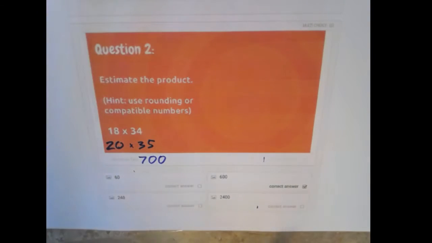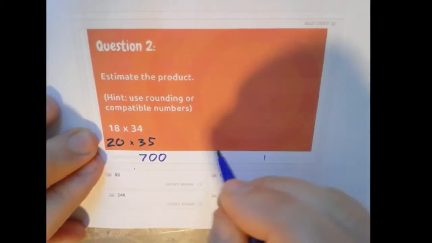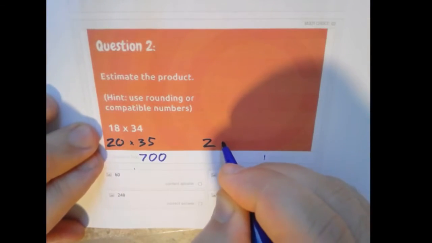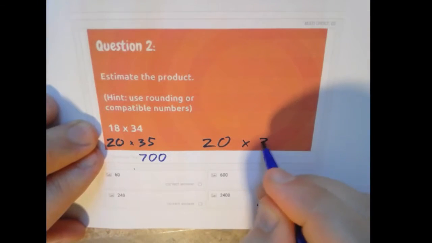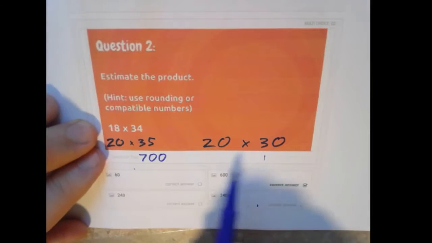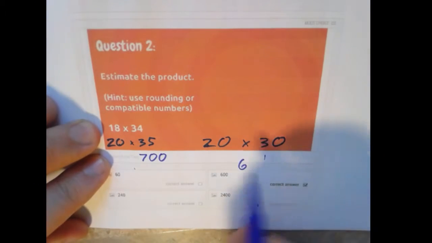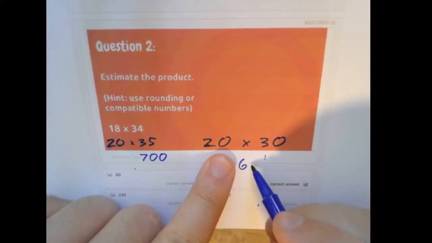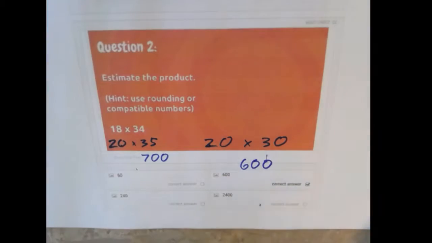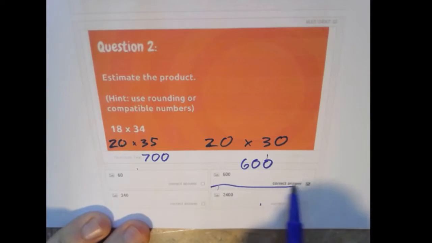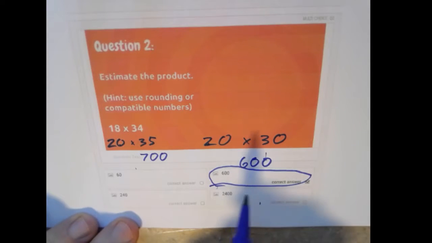The other way to do it was to think of a compatible number if you did round this down to the tens. So if we did 20 from the 18, and 34, if we turn that into 30, then that would be an even easier number to work with. 2 times 3 is 6. Remember, we have a 0 here that was involved in the multiplication and a 0 here that was involved in the multiplication. And we get 600, okay? So this was two different ways. We got two different answers.